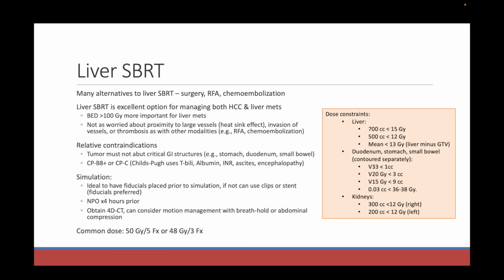And then another relative contraindication is patients with decompensated liver cirrhosis. So get a Child-Pugh score that, remember, uses your T-bili, albumin, INR, and whether they have ascites and encephalopathy. And if they have a Child-Pugh B score of 8 plus, so if they're CPB 8, or if they have Child-Pugh C liver failure, then these are relative contraindications to liver SBRT. And most people won't offer SBRT for a CPB 8 or higher or Child-Pugh C.